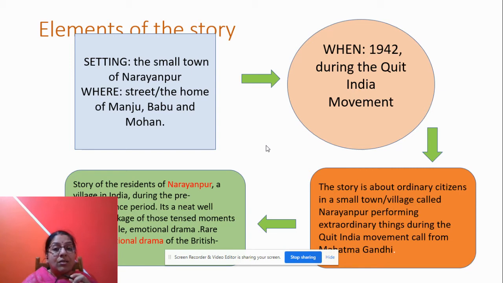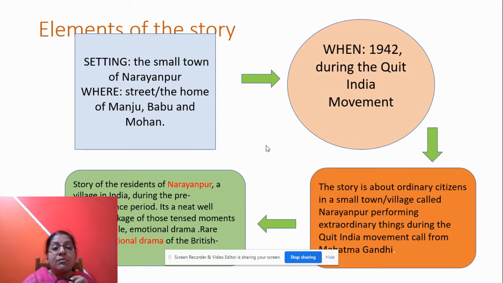So, the setting, or where the story is happening, is a small town, Narayanpur. Narayanpur, otherwise a very sleepy village, all of a sudden erupted into protests and processions and a lot of agitation against British rule. So it is happening in the year 1942, during the Quit India movement.